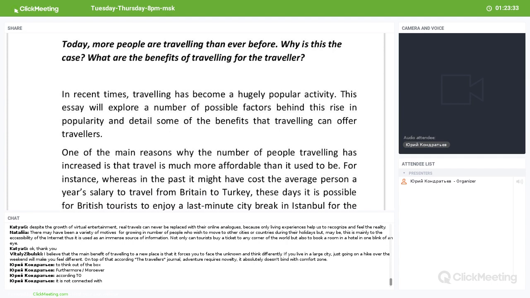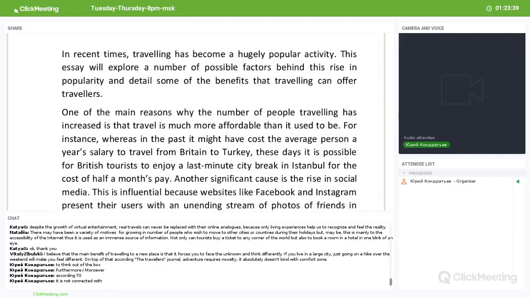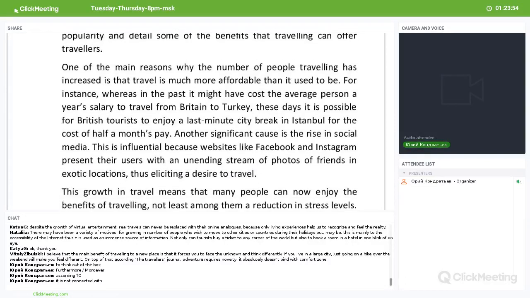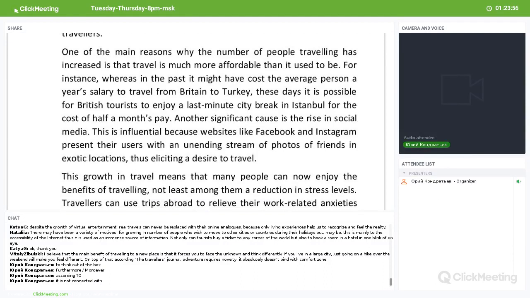So today more people are traveling than ever before. Why is this the case? What are the benefits of traveling for the traveler? In recent times, traveling has become a hugely popular activity. This essay will explore a number of possible factors behind this rise in popularity and detail some of the benefits that traveling can offer travelers. One of the main reasons why the number of people traveling has increased is that travel is much more affordable than it used to be.